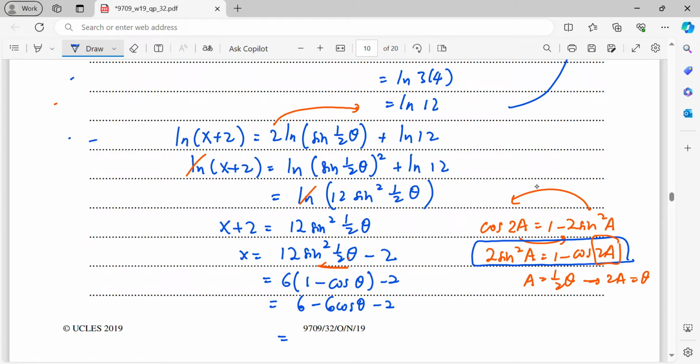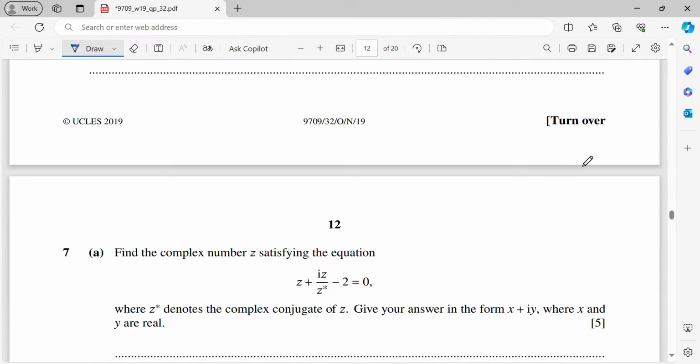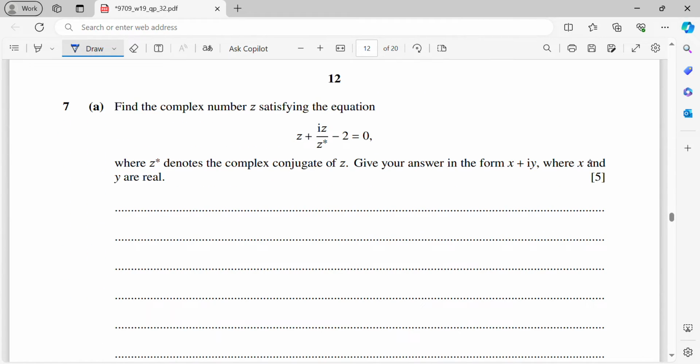At last, 6 minus 2 is 4. So 4 minus 6 cos theta. This is your x in terms of cos theta. Okay, done for this question. Now question number 7. A. Find a complex number z satisfying the equation where this means the conjugate of the complex number. Give your answer in the form x plus iy where x and y are real.